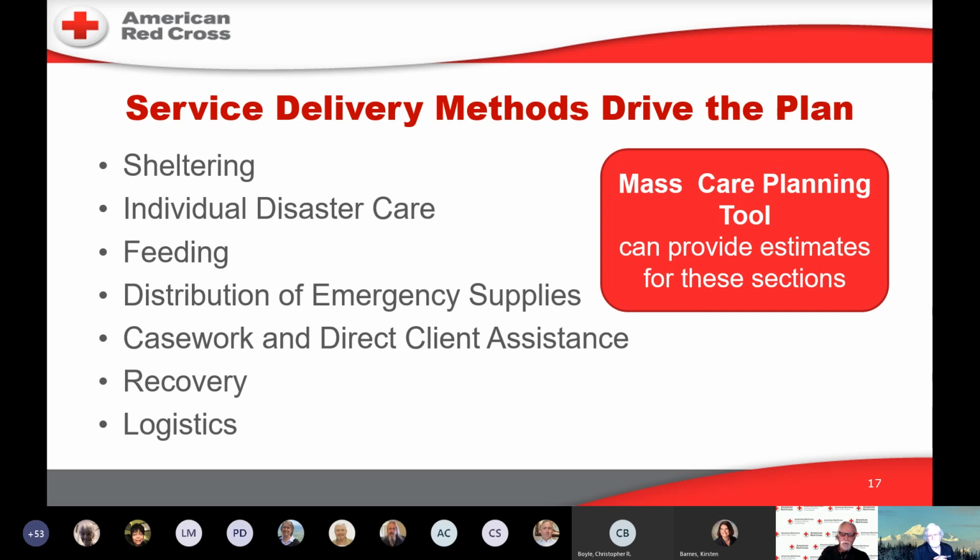Notice for all 4 of these first ones, the mass care planning tool will generate estimates for you of the number of people needed and the resources needed for all 4 of these items. The recovery area and the disaster client assistance will be additional areas you'll need to plan on, and then logistics. So now let's go into more detail on each of these.